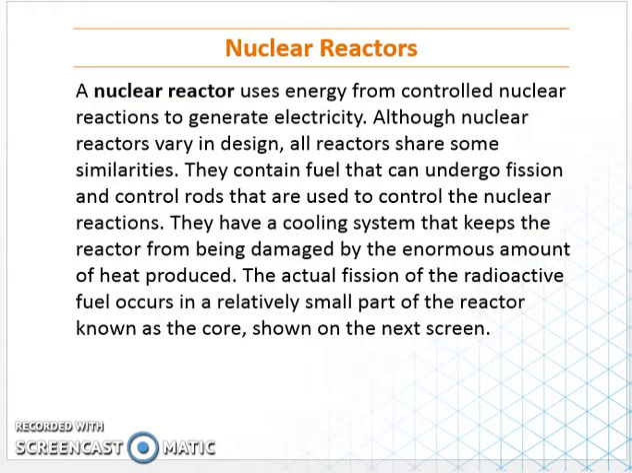Okay, so it uses energy from controlled nuclear reactions to generate electricity. Although nuclear reactors vary in design, all reactors share some similarities. They contain fuel that undergoes fission. They contain control rods that are used to control the nuclear reactions. They have a cooling system, typically water, that keeps the reactor from being damaged by the enormous amount of heat being produced. And the actual fission of the radioactive fuel occurs in a relatively small part of the reactor known as the core.